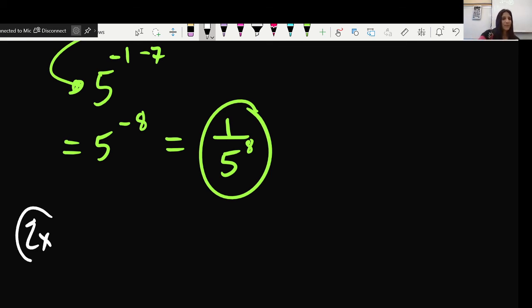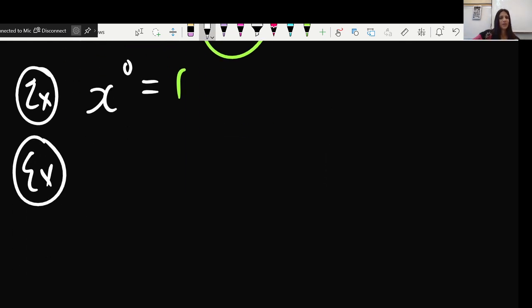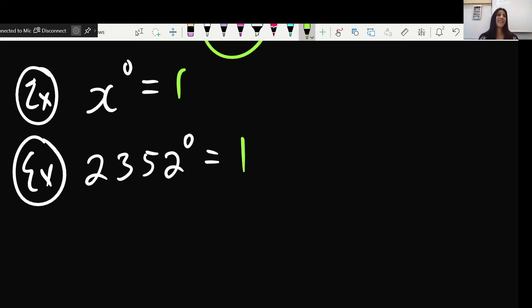Okay, and then this part, I'm wondering, I think you probably maybe have done this before, but I'm not sure. If you have x to the power of 0, what is that? What if I had, for example, 2,352 to the power of 0, what is that? So basically, anything to the power of 0 is always going to be equal to 1.